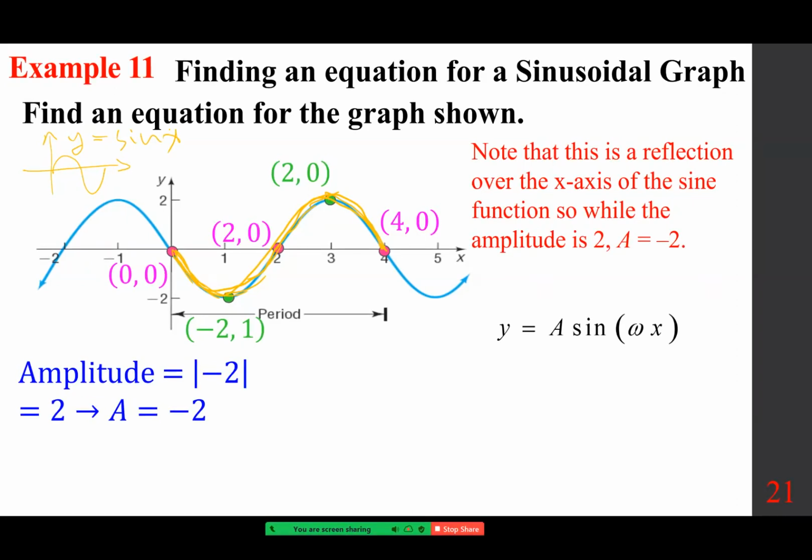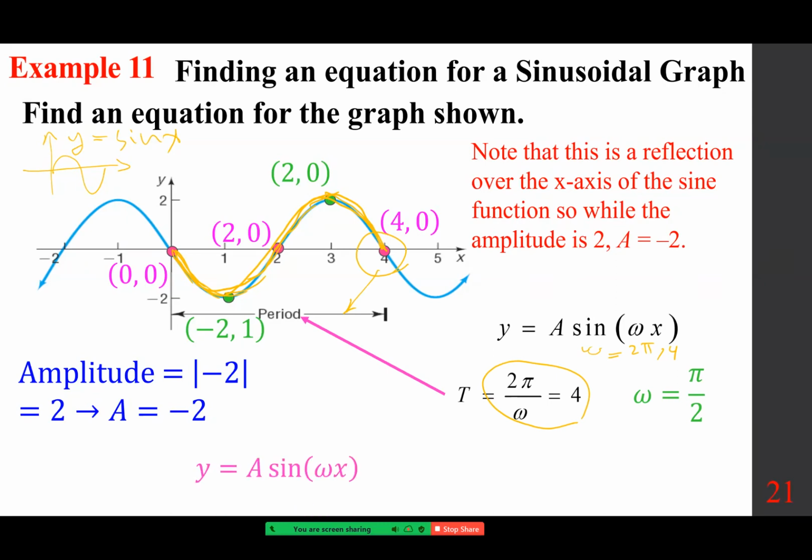So it has obviously flipped over with the amplitude of -2. Okay. Now let's look at the period. The period is normally 2 pi, but over here the period is 4. The period is 4, everybody. Therefore, 2 pi over omega is 4, and omega is 2 pi over 4, or pi over 2. And we have the formula A sine omega x. A is replaced with -2 because it has flipped over. And omega with pi over 2.